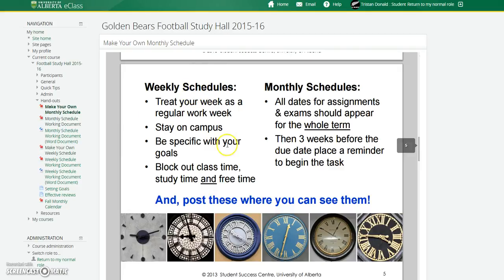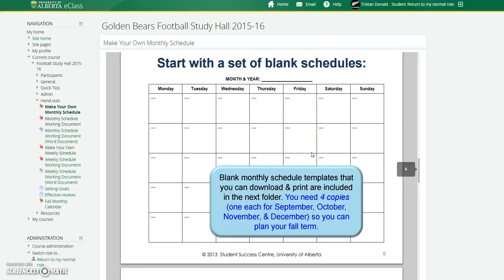These instructions here, we're not going to do this in a separate video for the weekly schedules. The monthly schedules: dates for assignments and exams, and then a reminder 3 weeks in advance. We may not start 3 weeks in advance, but we want a reminder to say, hey, it's time to start preparing. So let's have a look.